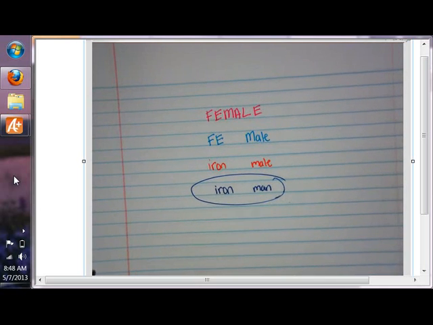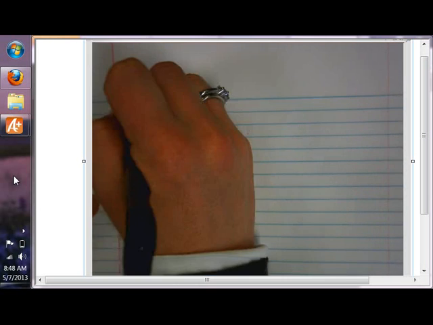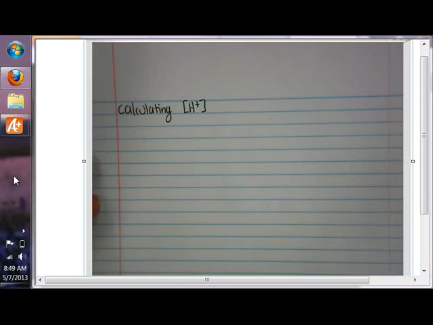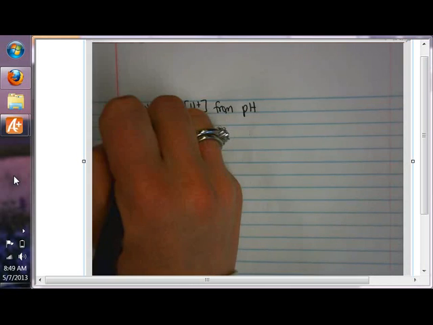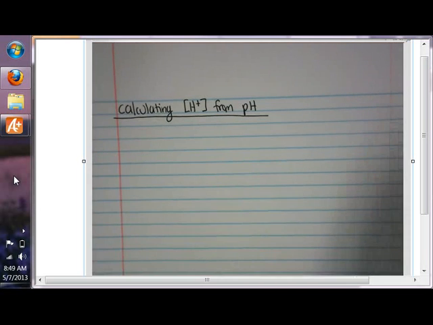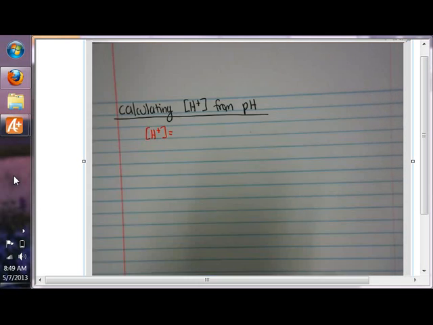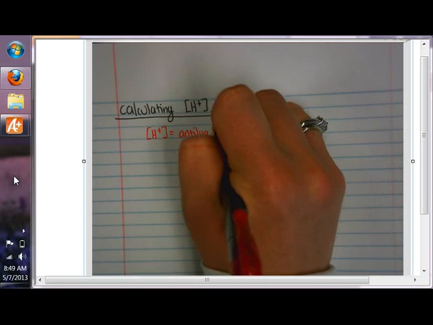Anyways, we're just going to learn how to go a little bit backwards today with what we were doing in class. So we're just going to continue where you left off, and we're going to say calculating the concentration of H plus from pH. Now the formula for this is the concentration of H plus equals the antilog of the negative pH. I'm going to put a box around that.